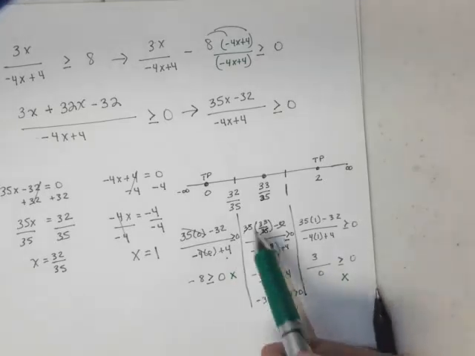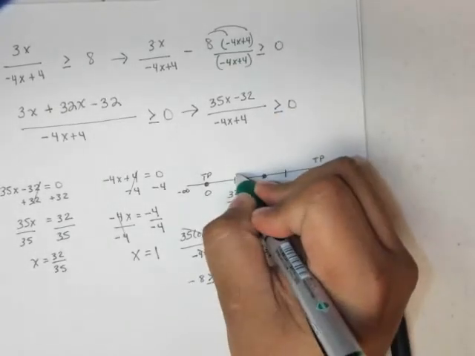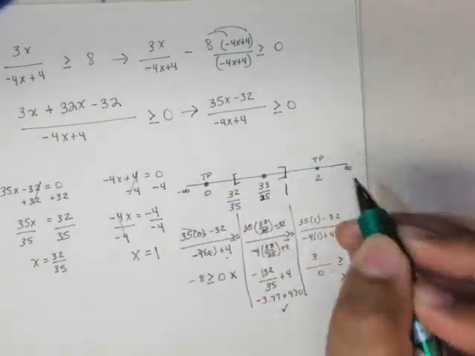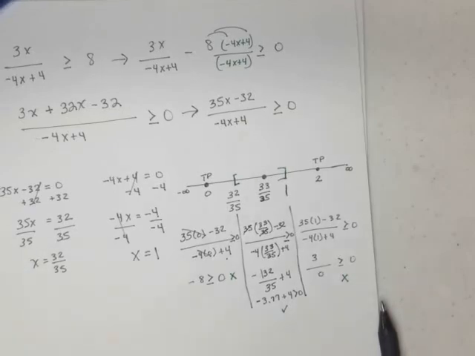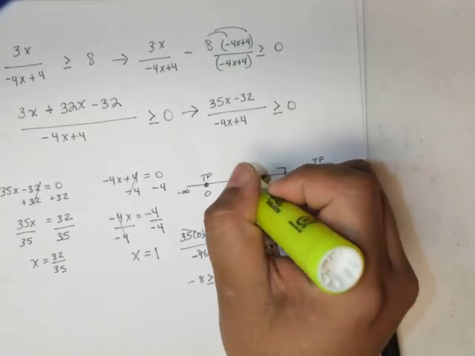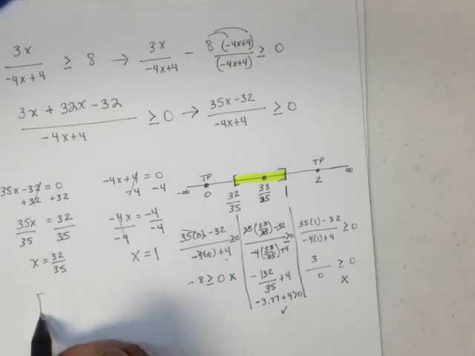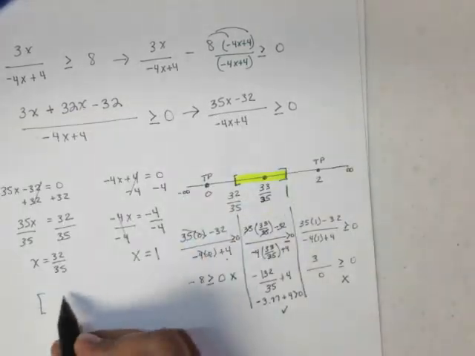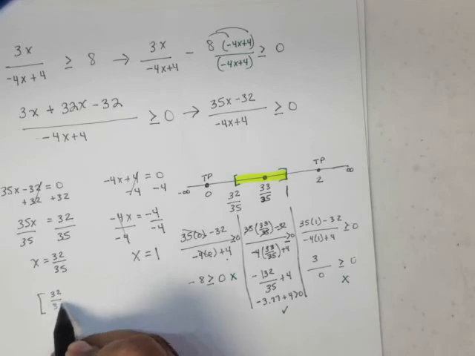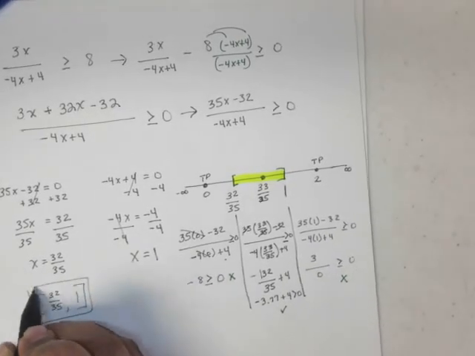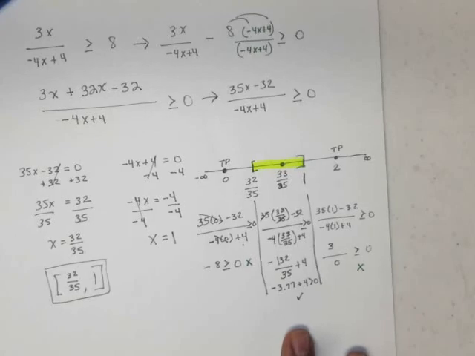So the area of truth is just this region in between right here. And because it's greater than or equal to, we're going to put the square bracket on either side, and we're going to highlight this region right here. Okay, so now all we have to do is write it in interval notation, and this graph makes it really easy to come up with the interval. It is 32 out of 35, including it with the square bracket, to 1, and then including the 1 as well with the square bracket. So here is our interval notation for this rational inequality.